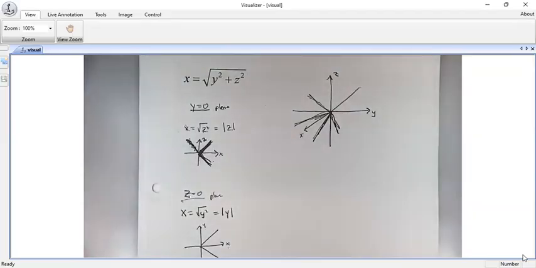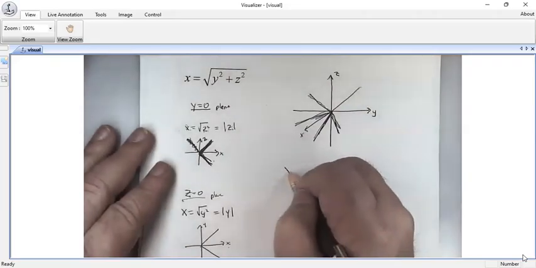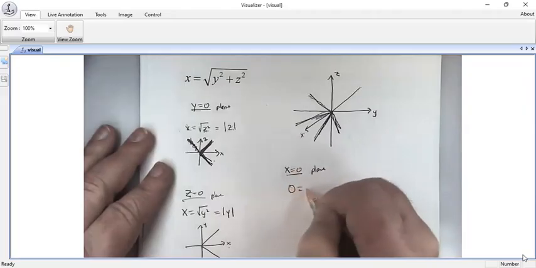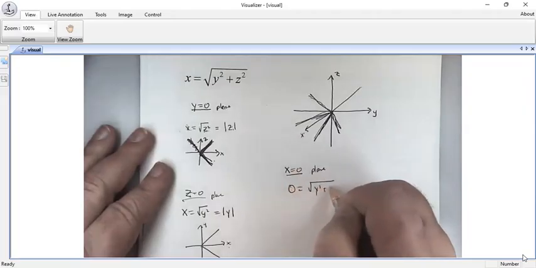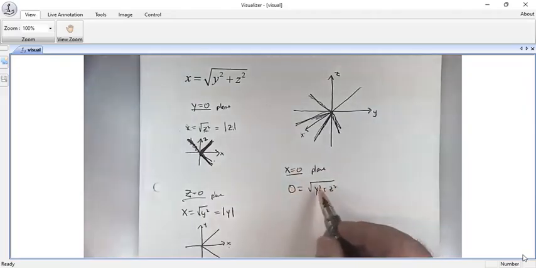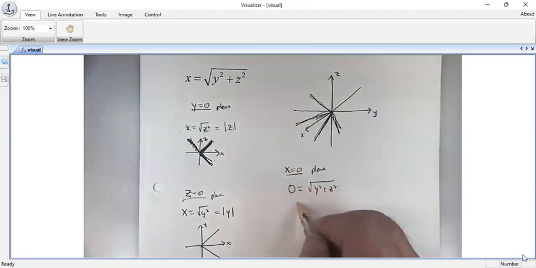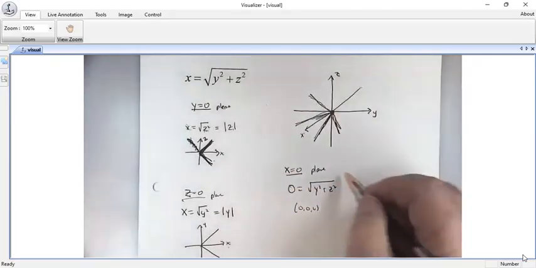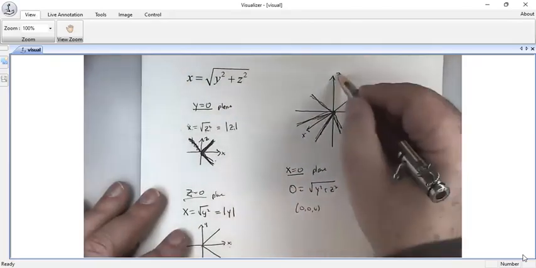Hang with me. My art will be perfect in a second. All right, so the next one, I'm going to make the x equals 0 plane. But then that would be 0 is equal to the square root of y squared plus z squared. When you take two numbers, square them, add them together and take the square root of it and get 0, the only way you can do that is at one point, 0, 0, 0. So that gave me a dot in the YZ plane.